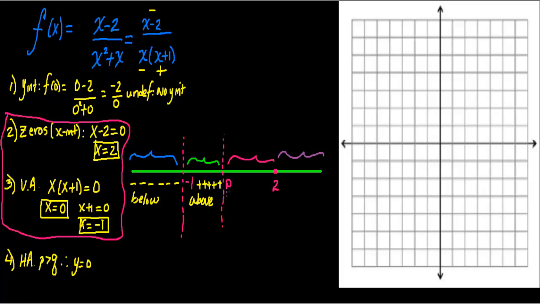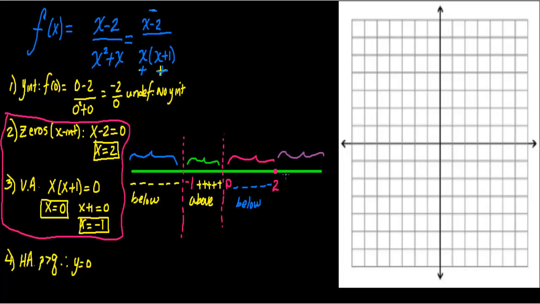Then let's choose a value between 0 and 2. I'm going to choose 1. 1 minus 2, that will be negative. 1 outside the parentheses, that's positive 1. And 1 plus 1, that will also be a positive value. So positive times positive, positive. Negative over positive, negative. So I will be below in this region.